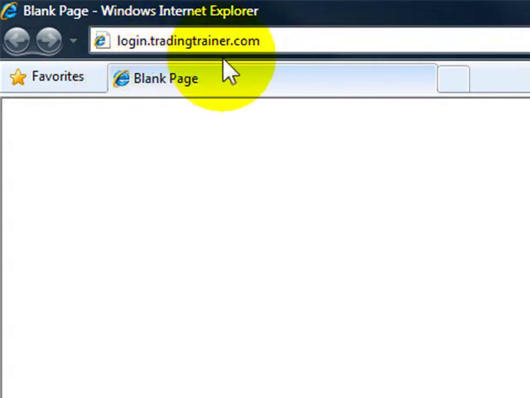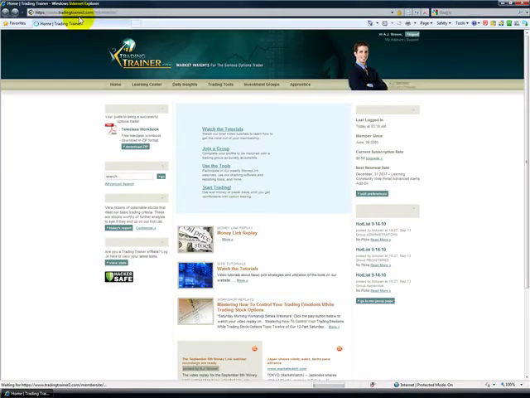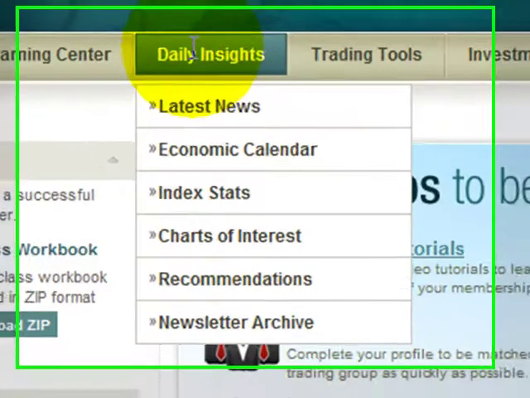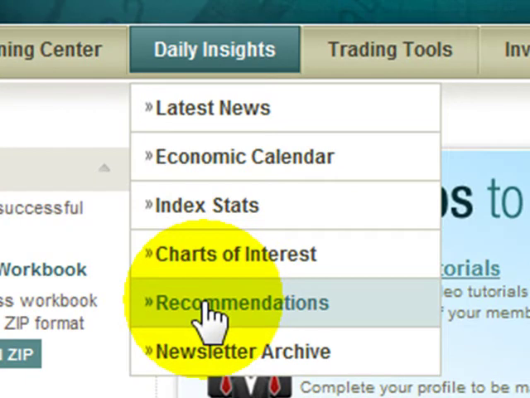by going to login.tradingtrainer.com. And once I've logged into the Learning Community web portal, team, I'm going to go right to the Daily Insights tab, and I'm going to ask that you go right to the Recommendations sub-tab. Please pay special close attention to the recommendations I've made for tomorrow's trading session. And also you're going to find there the audio commentary. Please listen to that audio commentary. Pay special close attention to the opening and closing comments.